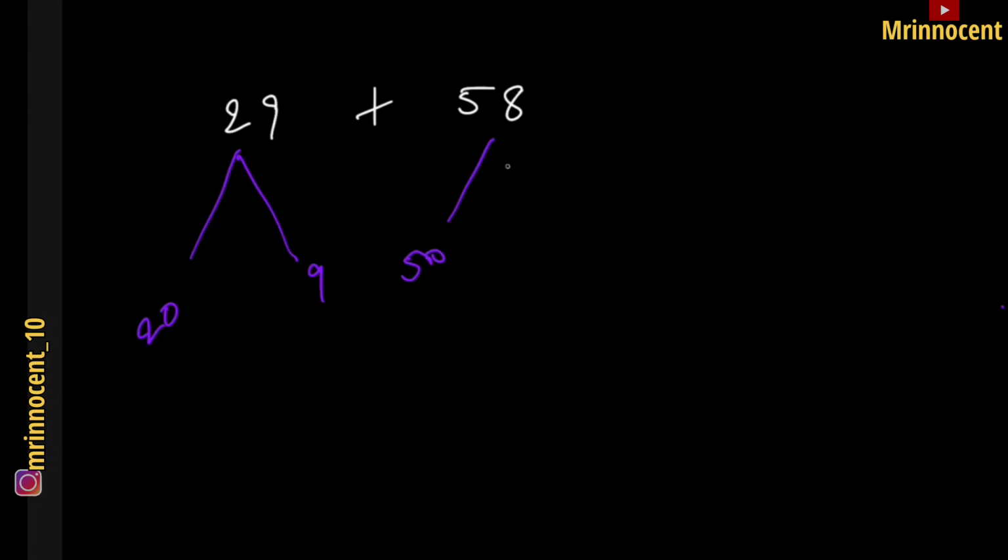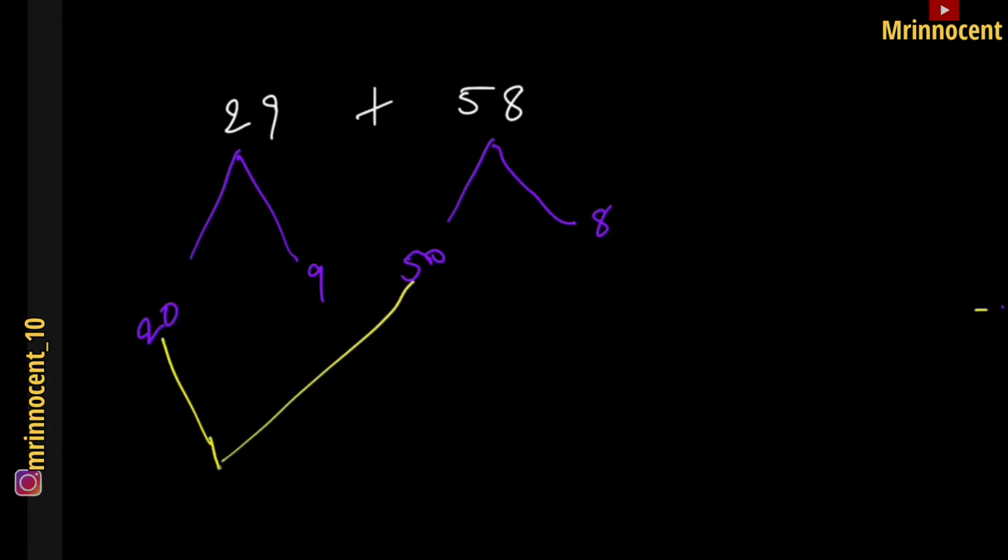Let's look at another method. We have 25 plus 58. So this one, you have to partition it into tens and units. So here you have 20, 5, 50, 8. You now group it into tens and units.